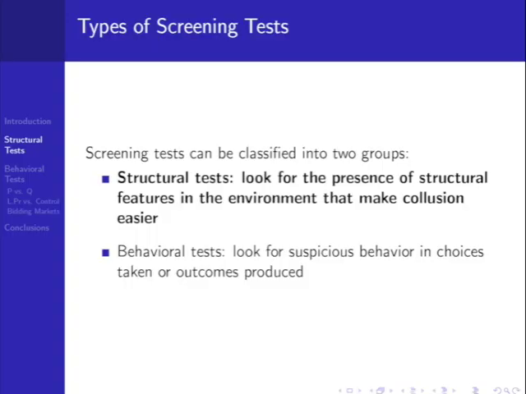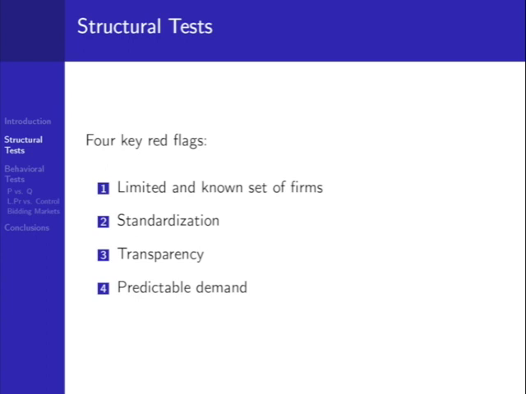So let's start now with an analysis of the kind of tests that exist. First, structural tests, so features in the environment. The typical red flags that the literature points to regard four aspects: a limited and known set of firms, standardization of the good, transparency, and predictable demand. Let's see an example. This is probably the most well-known example.